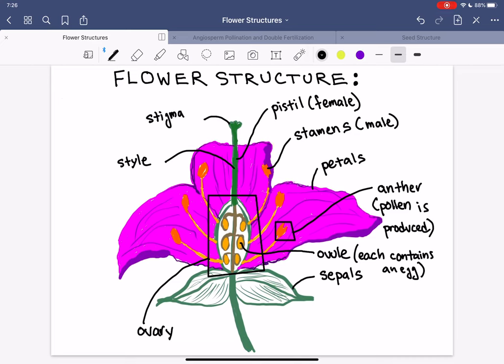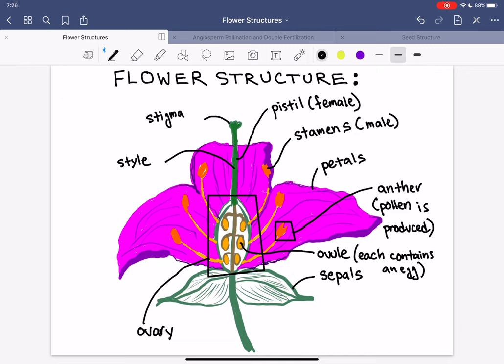So you might have noticed this. Angiosperms are unique. Many times they can have species that have both the male and female reproductive parts on the same flower. So not all species are like that, but many are. We refer to them as complete flowers because of that. Certainly advantageous, they can pollinate and reproduce with themselves in addition to with other plants. But yeah, that's a feature of angiosperms.